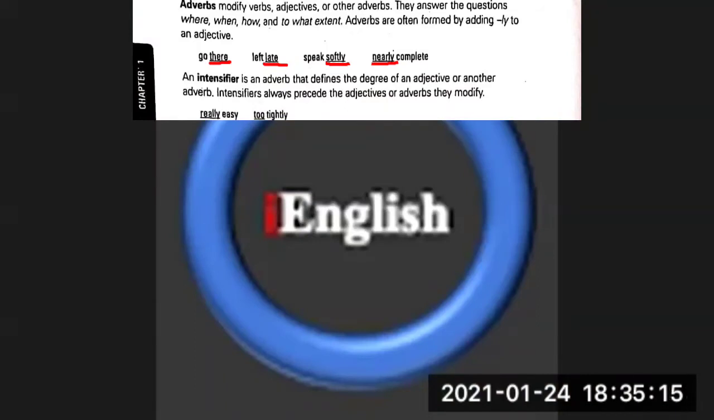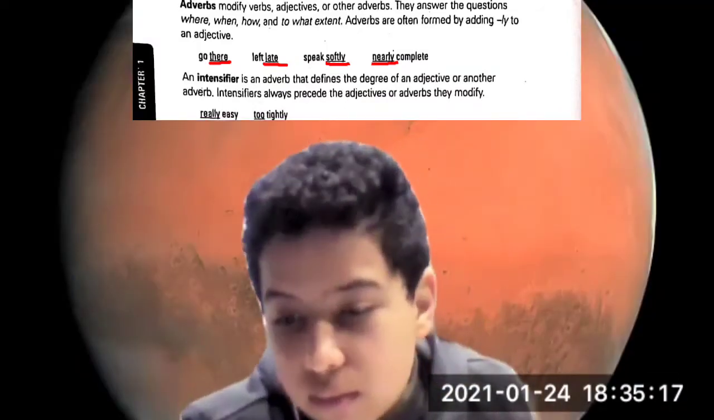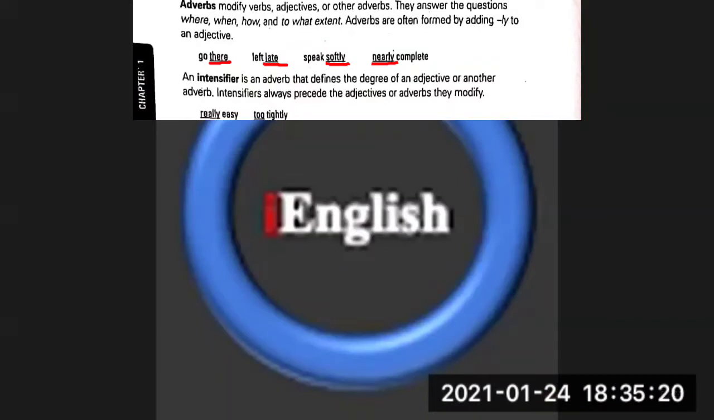Wait a minute. Yeah, I couldn't hear you. Okay. We have the verb go. Go is a verb, and we learned that the adverb modifies verbs. So there modifies the verb go, and it can answer the question where that person goes. So when I say go there, I tell him some direction to go to, right? Okay. Right.